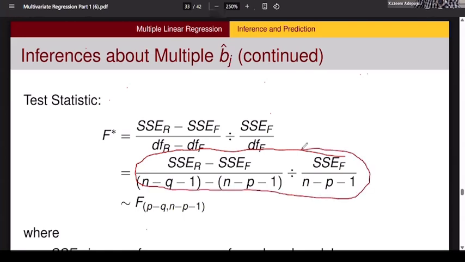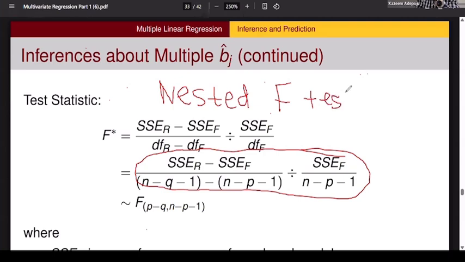That's what I'm going to use. That is a nested f-test. At times, we also call it partial f-test. We use a nested f-test when we are comparing between a simpler model and a complicated model. And of course, this is the F distribution.